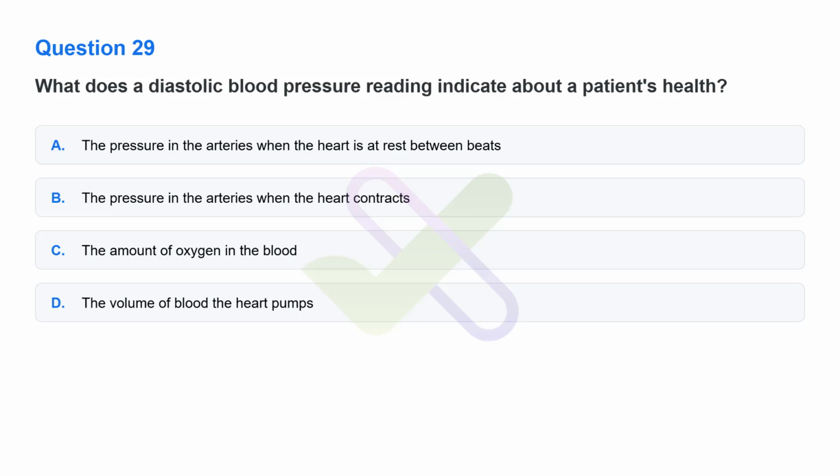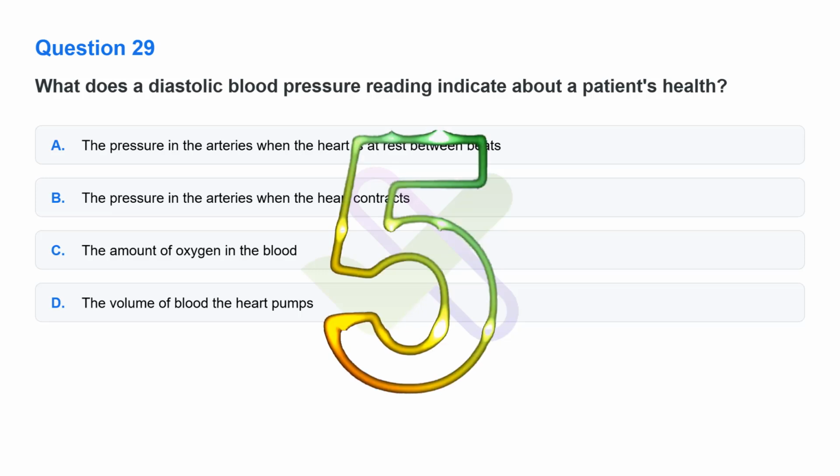A. The pressure in the arteries when the heart is at rest between beats. B. The pressure in the arteries when the heart contracts. C. The amount of oxygen in the blood. D. The volume of blood the heart pumps.